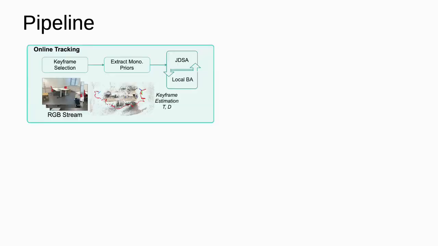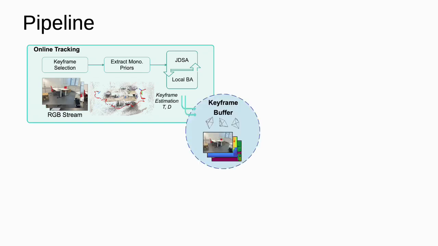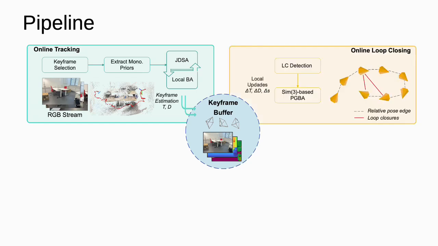Here is the pipeline of our method, which consists of 4 main modules operating concurrently. Online tracking estimates camera poses and selects keyframes. It performs local bundle adjustment and incorporates monocular geometric priors through a joint depth scale adjustment step to resolve scale inconsistencies present in the depth prior. The estimated states are synchronized efficiently through a shared keyframe buffer. Online loop closing detects when the camera revisits a previously seen area and applies Sim3 pose graph bundle adjustment. This corrects both pose and scale drift on the fly and feeds the updated poses back to the system.